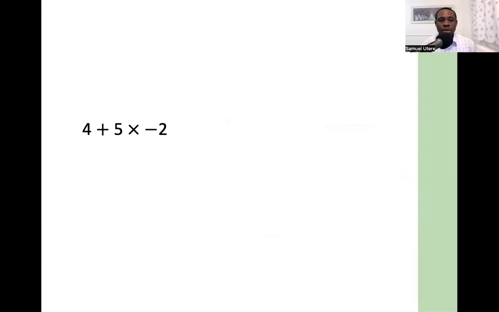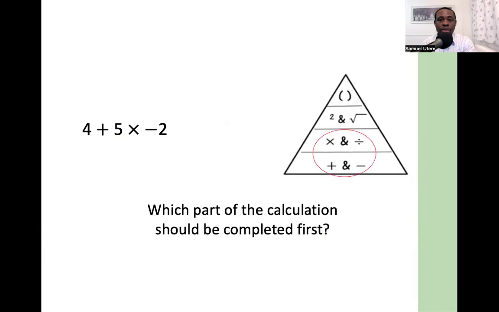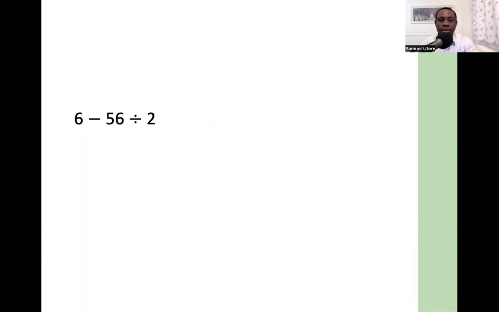What about this one? Which one should we do first? Of course, we have to do multiplication first. If you look at the order of operations, BIDMAS, we do multiplication first. So we do 5 times negative 2, which is negative 10. And now we have 4 add negative 10. The two signs will become negative. So 4 subtract 10 will be negative 6.